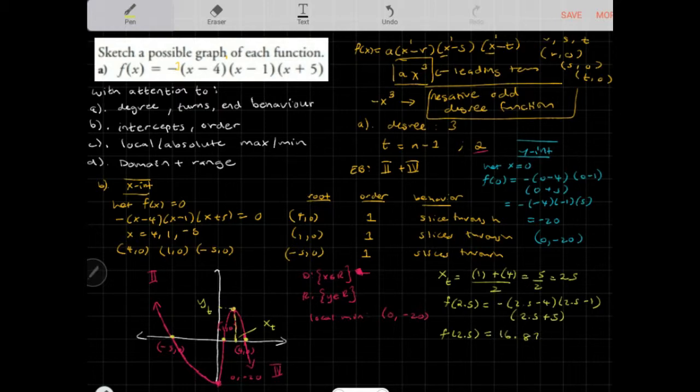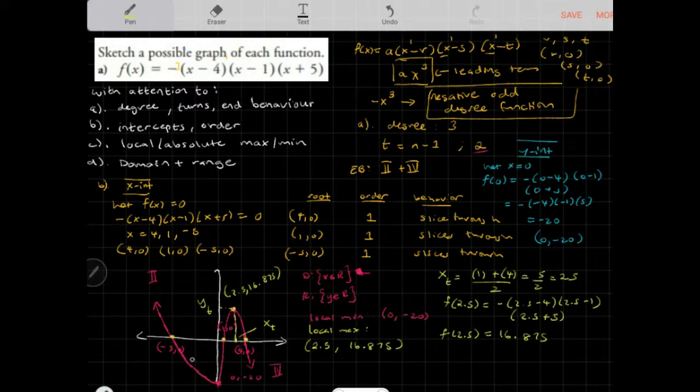about 16.875. Okay, so this is just there to kind of help us figure out where the point is. Right, so this is 2.5 and 16.875. Okay, so that is our local maximum. We have our local minimum, so our local maximum here is 2.5 and 16.875. So we have our local maximum, and we don't have any absolute maximum or minimum, and then we figured out our domain and range. So this is our sketch, right?